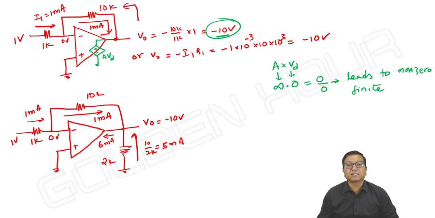Okay, limit theta tends to 0, sin theta by theta. There it is, 1. Or limit theta tends to 0, 10 sin theta by theta, what is its value? It is 10.